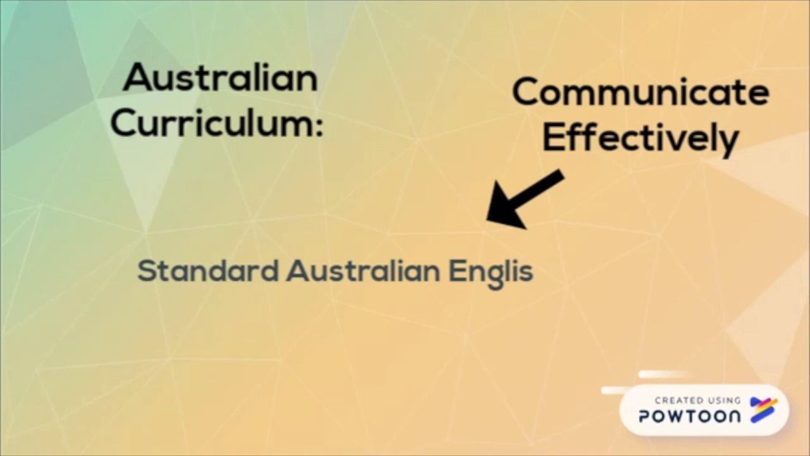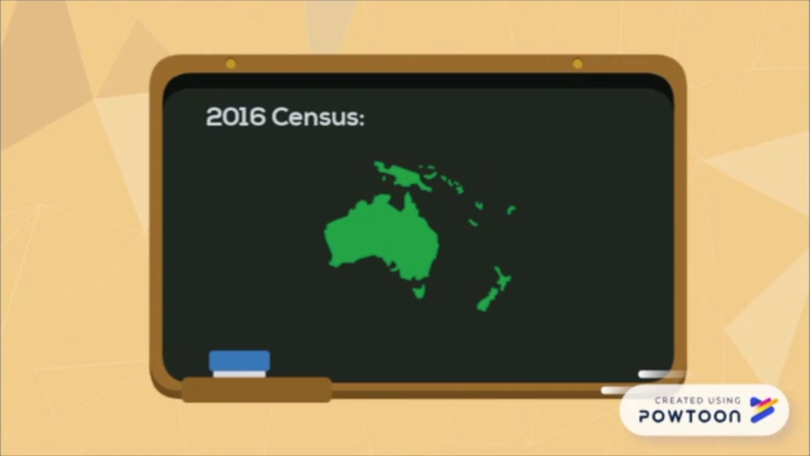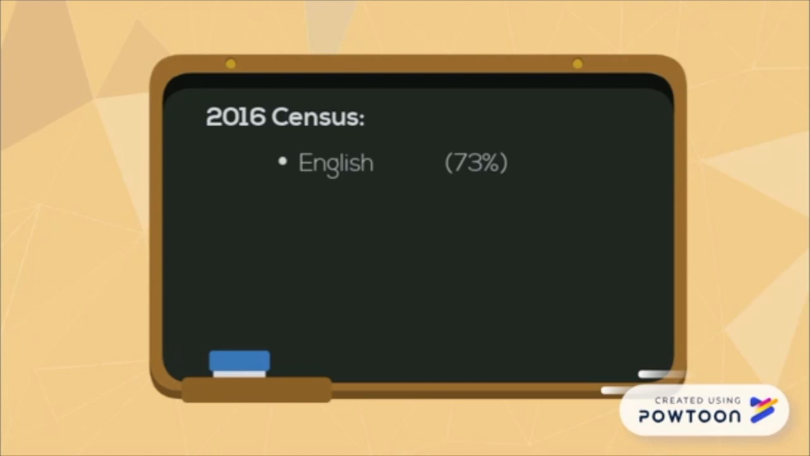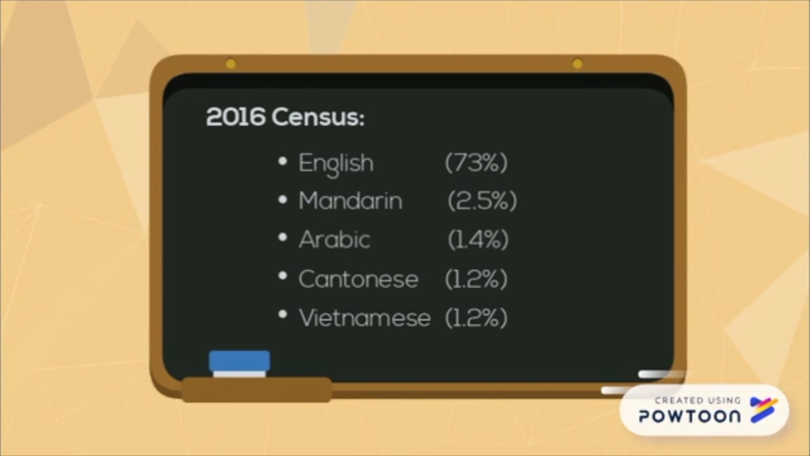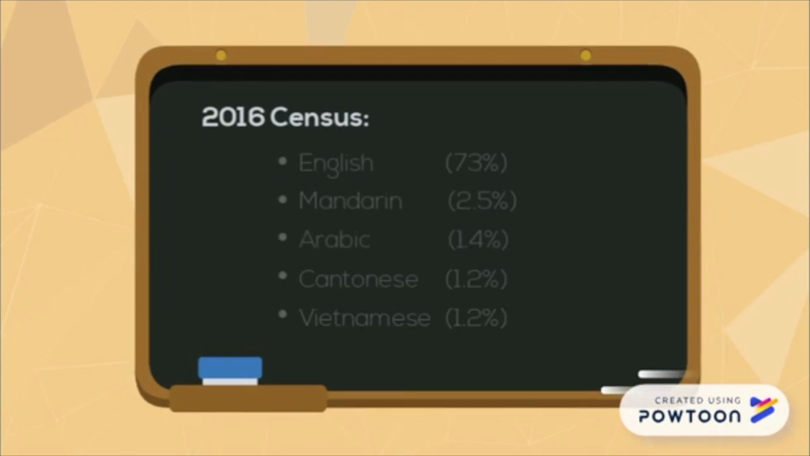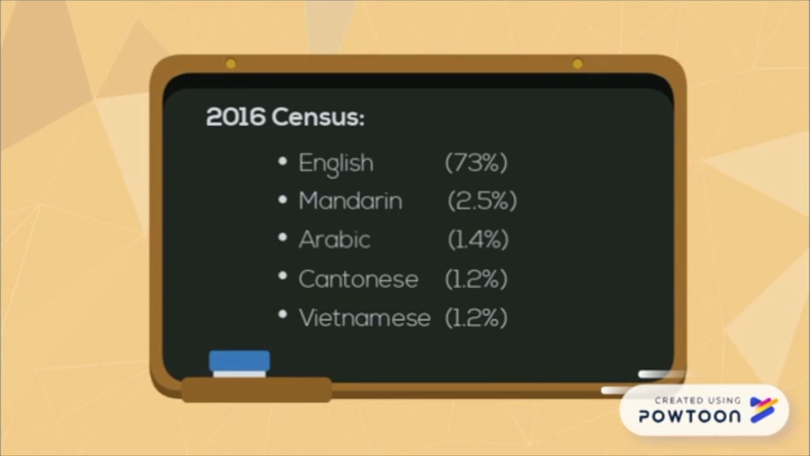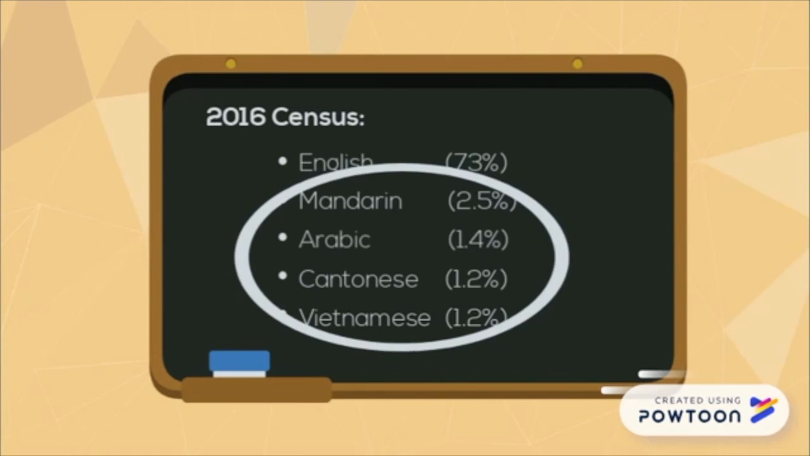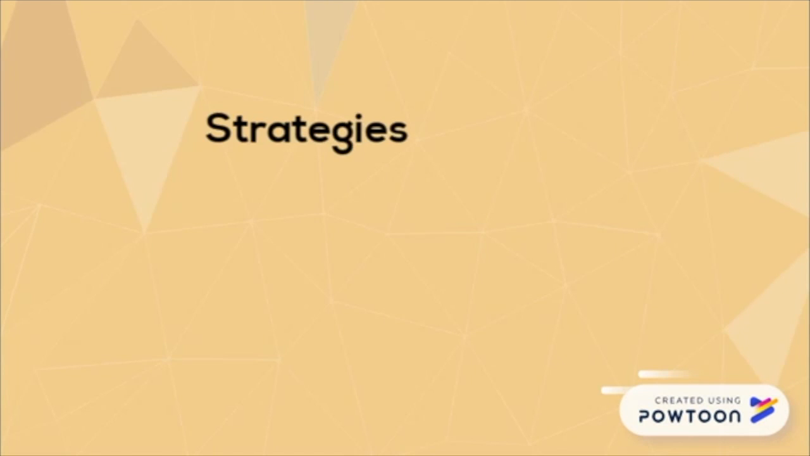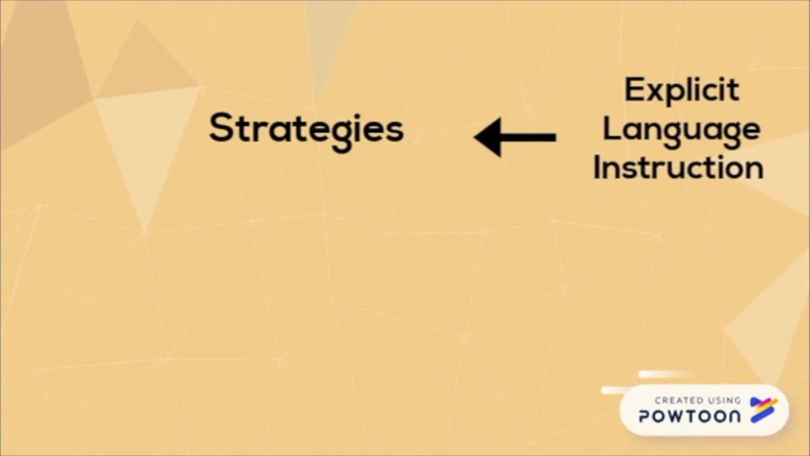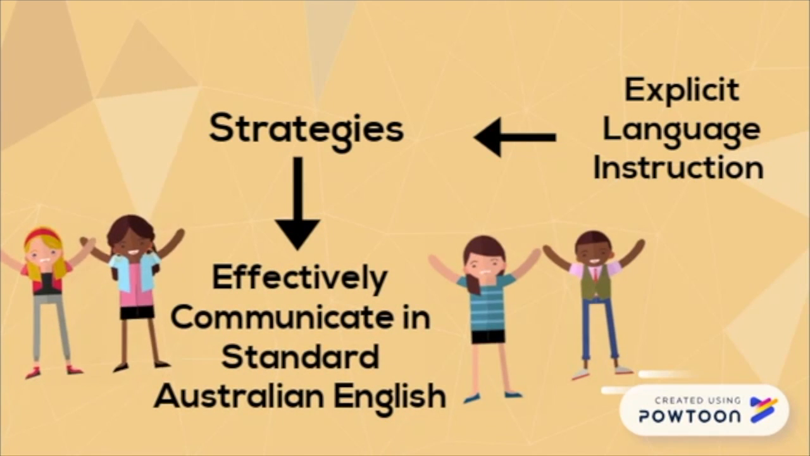As the 2016 census showed, Australia is continuing to expand as a culturally and linguistically diverse nation. For many of the students in our classrooms, English is not their first language. Only 73% of Australians speak English as their first language. For the other 27% of Australians, languages such as Mandarin, Arabic, Cantonese, and Vietnamese are their first language. Students who speak these languages would account for many of our EALD students. We need to employ strategies such as explicit language instruction to help these students effectively communicate in Standard Australian English.